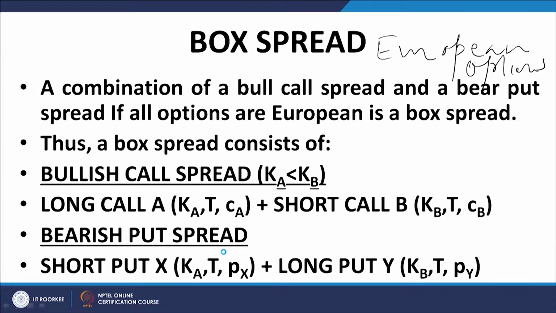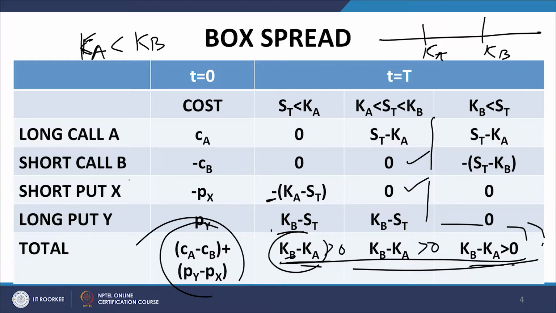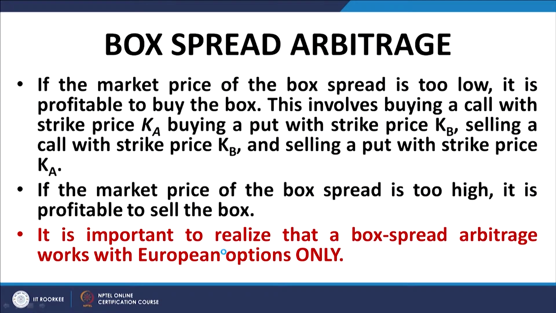In other words, how will you buy the spread? You will buy the spread by taking long positions, as per what we have just discussed, in call A and put Y, and short positions in call B and put X. This combination is called a long box spread. Please note that this is a long box spread. So, if the box spread is being traded at a lower price in the market, do this strategy, take a long position in this, and you get a risk free profit through the process of arbitrage.